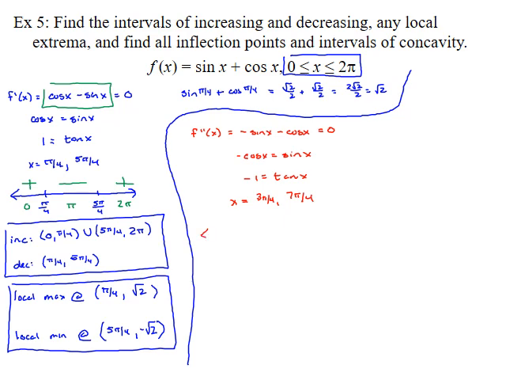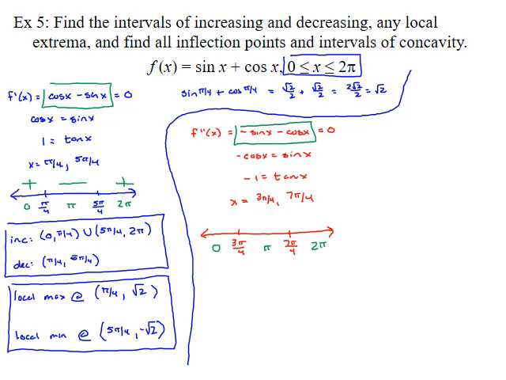I'm going to draw my new number line. This time I'm going to use the second derivative. So we've got 3 pi over 4 and 7 pi over 4. But the good thing about these particular numbers is that I can actually use the exact same three test values that I used on the last part. But remember, this time you need to plug them into the second derivative.